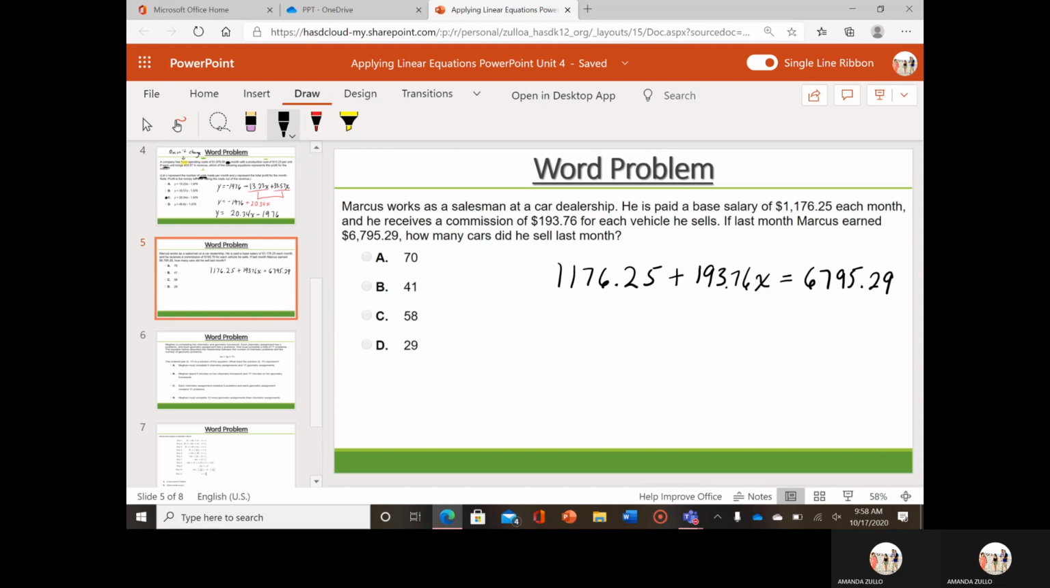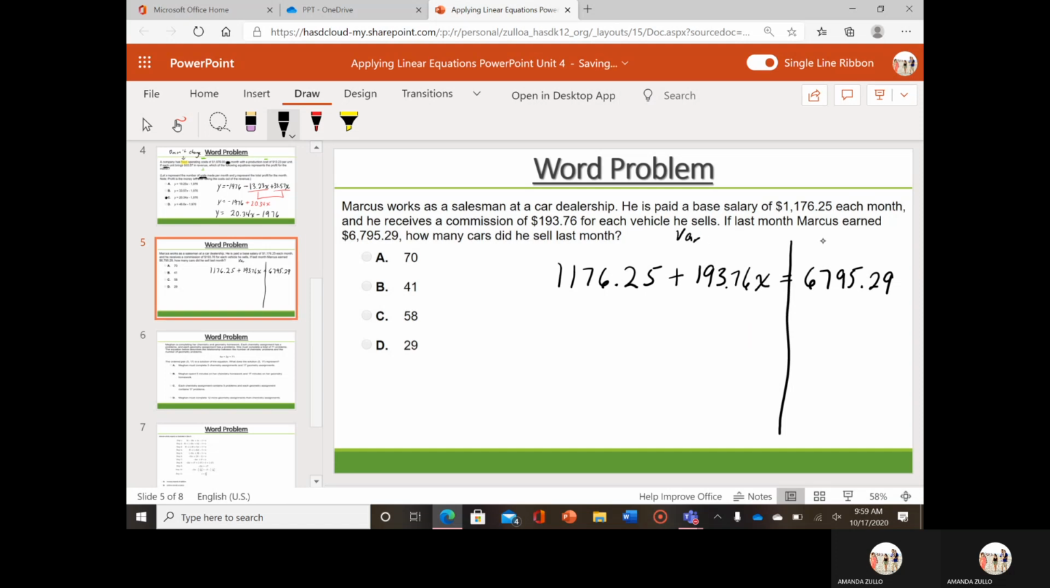So we could do this in a couple of different ways. We could solve this like an equation by subtracting $1,176.25 from each side and then dividing. Or you could just look at the word problem, take how much he earned, subtract the base salary, and then divide. So you don't necessarily have to set up an equation. I'm going to because I'm your math teacher. But understand that there are different ways to solve word problems that don't always involve setting up an equation.